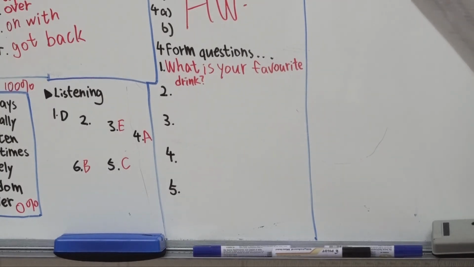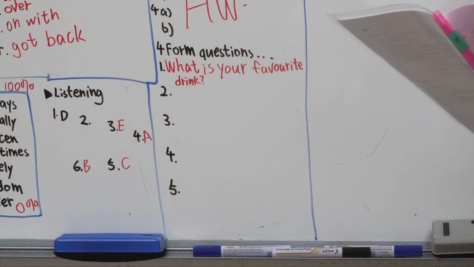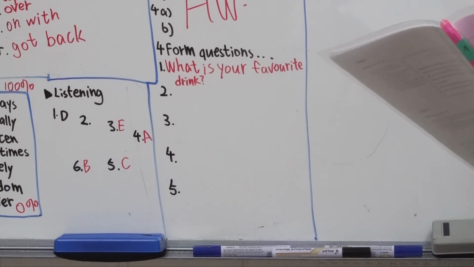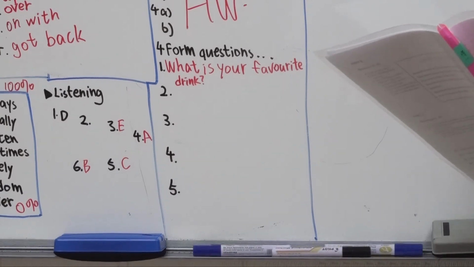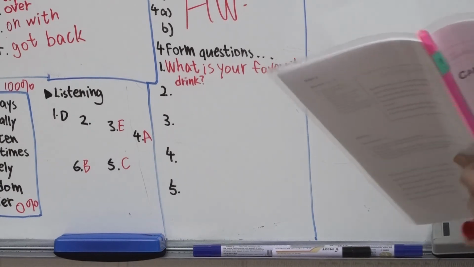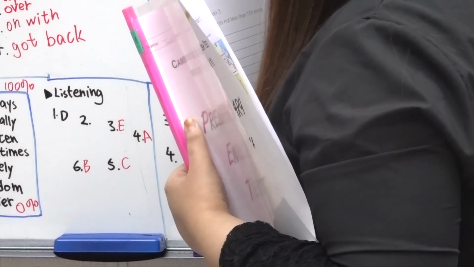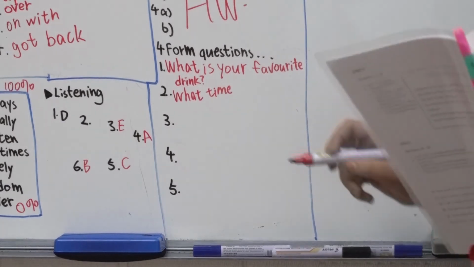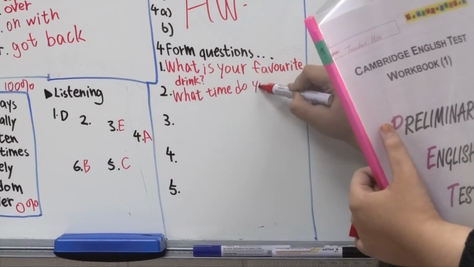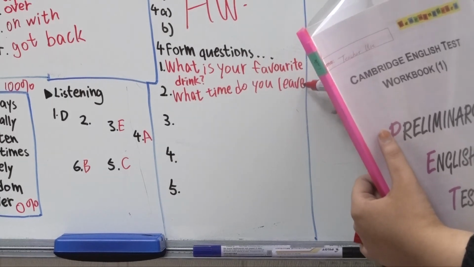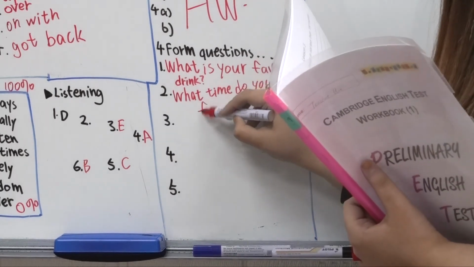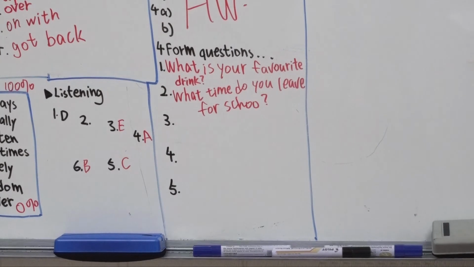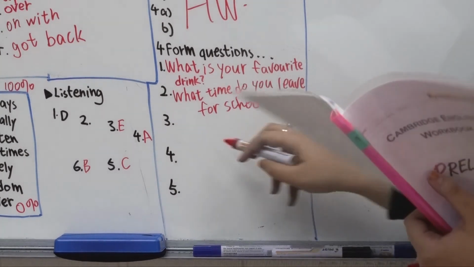2. The words given to you are what, leave, school, time, do, for, you. Alright, this one is hard. Basically, this is asking about the time. Alright? So what time? That should be what time, and then do you leave for school? All right. 3 to 5 homework.